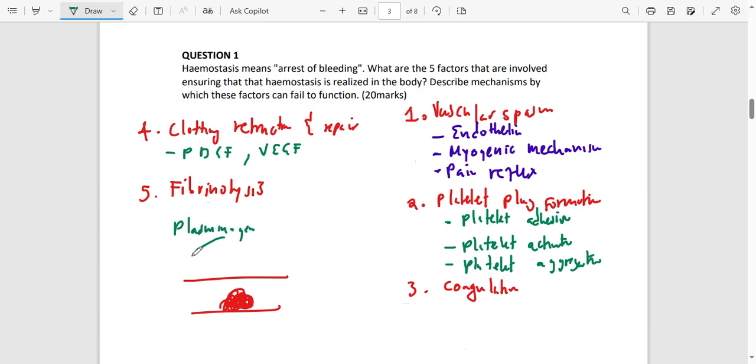Plasminogen can be converted to plasmin. Plasmin digests the fibrin that was holding this together. But then how can we convert plasminogen to plasmin? We can use, remember when we were talking about the bacteria Strep pyogenes, those guys produce what is known as streptokinase.